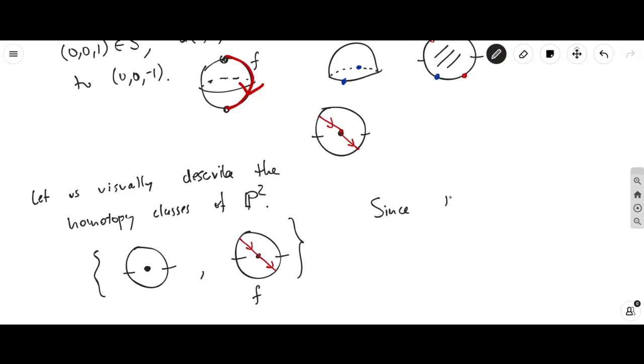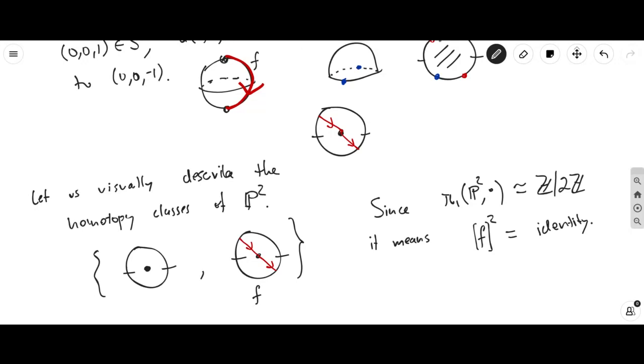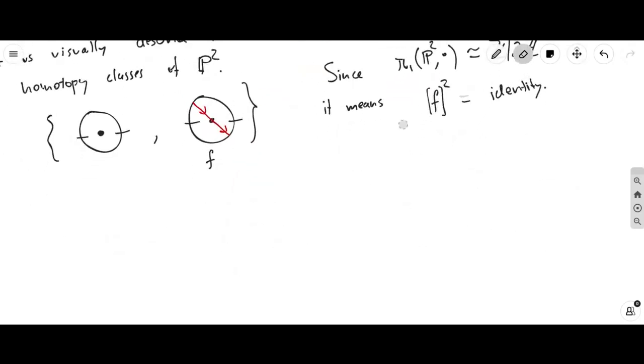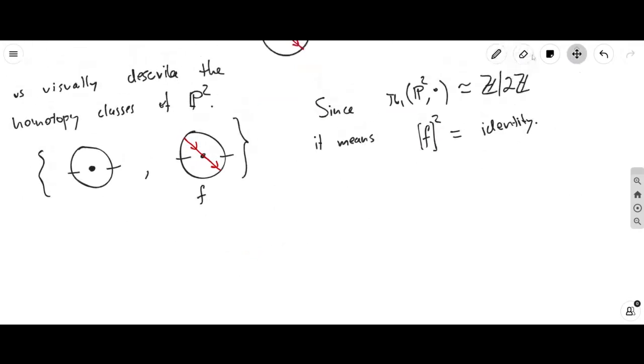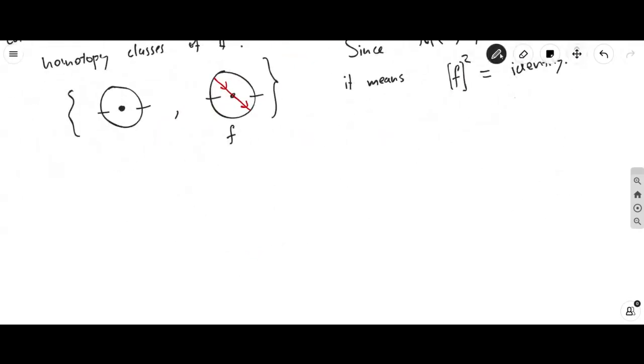Since the fundamental group of the projective plane at that point is isomorphic to Z mod 2Z, it means that if you take this homotopy class and you square it, so you do it twice, it should give you the identity class. It should be homotopic to the identity homotopy class, because you're working with integers mod 2. If you add something twice, you get the identity. It has to be true, because that's what the algebra shows us. But let's confirm this in a visual, rigorous way.